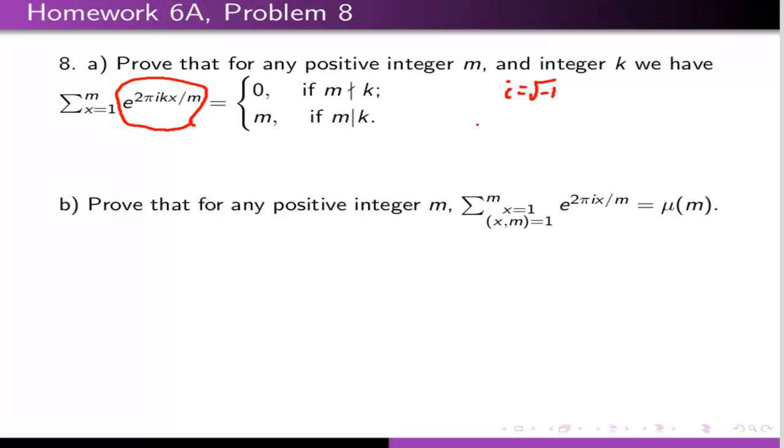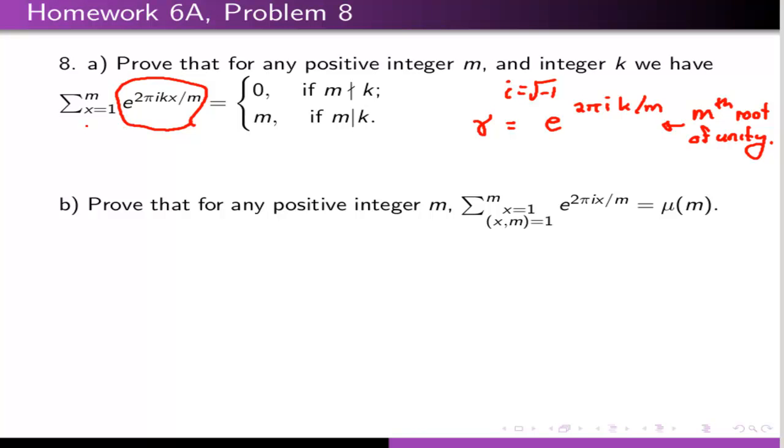And so let's call gamma the e to the 2 pi i k over m. This is what type of complex number? It's an mth root of unity, e to the 2 pi i k over m. So it's on the unit circle with the argument being 2 pi times k over m.